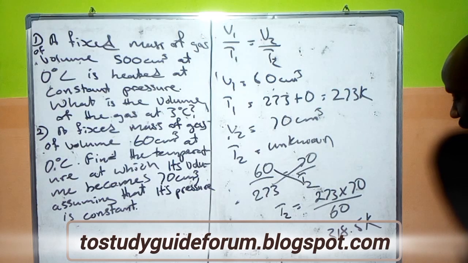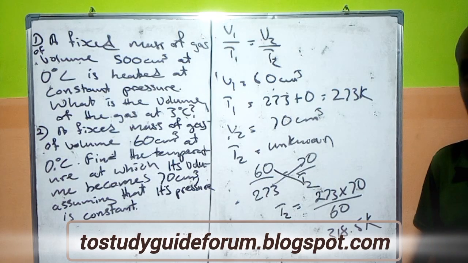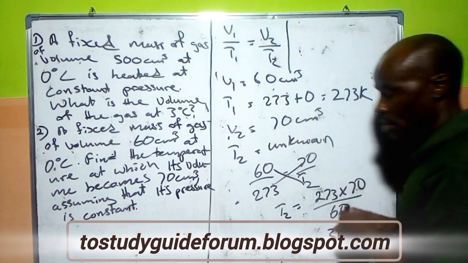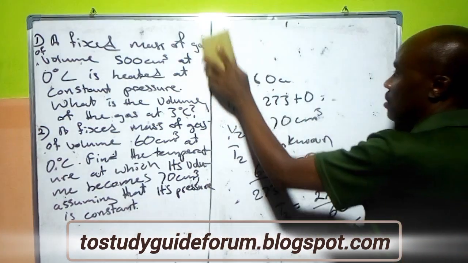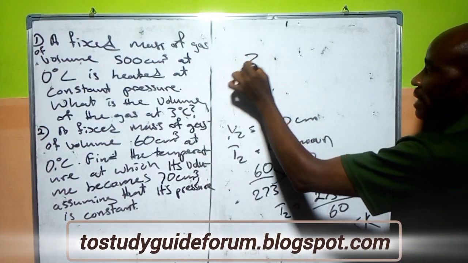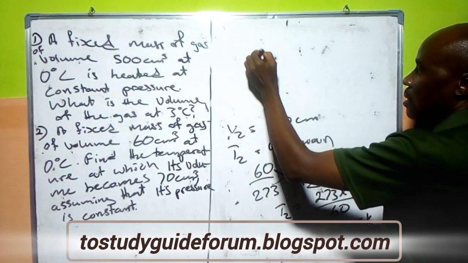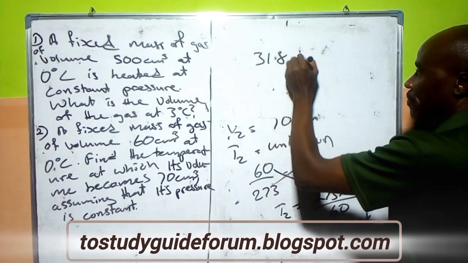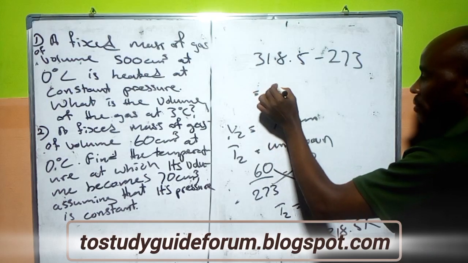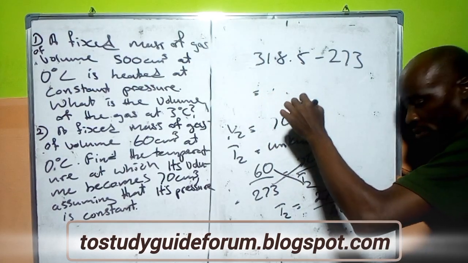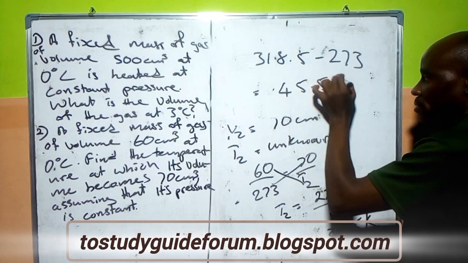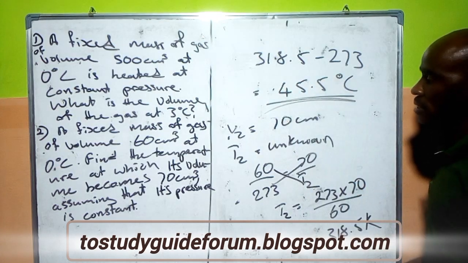Now if we want to return it to Celsius temperature, what we are going to do is to subtract 273: 318.5 minus 273, which gives us 45.5 degrees Celsius. That is what we have.